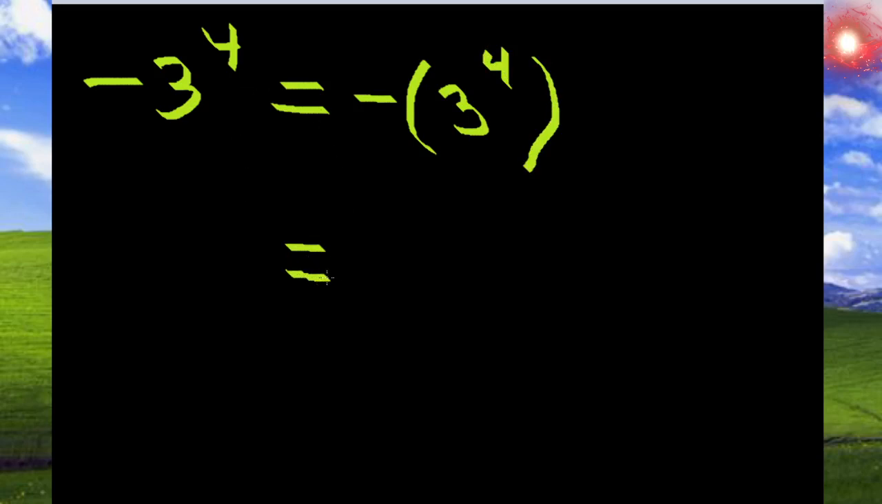Based on BEDMAS, or the order of operations, exponentiation occurs before multiplication. So this is actually -1 times 3^4. So you do the exponentiation first. So you do 3^4, which is 81, times -1, which is -81. So here's where the negative sign will actually make it negative.